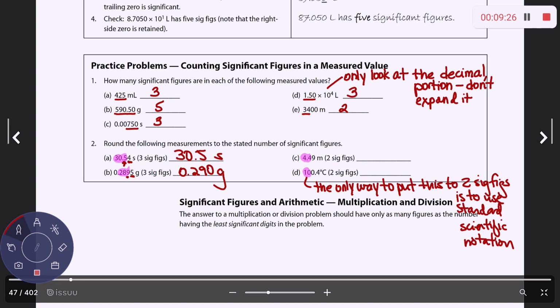And then over here, since this is a 5 or greater, we would round this 4 up. So this would be 4.5 meters. And then for D, the only way to put that to 2 sig figs is to write it in standard scientific notation as 1.0 times 10 to the second degree C.